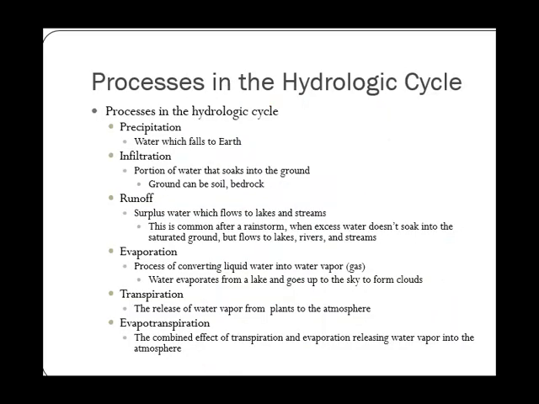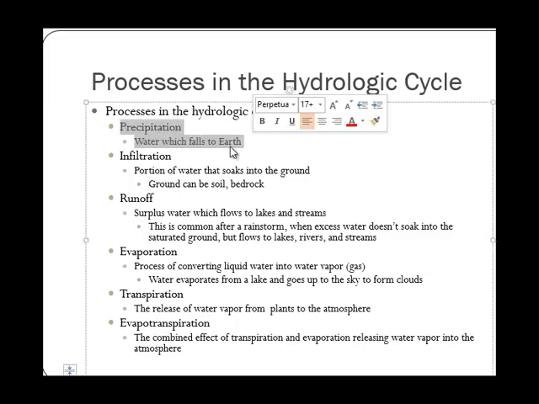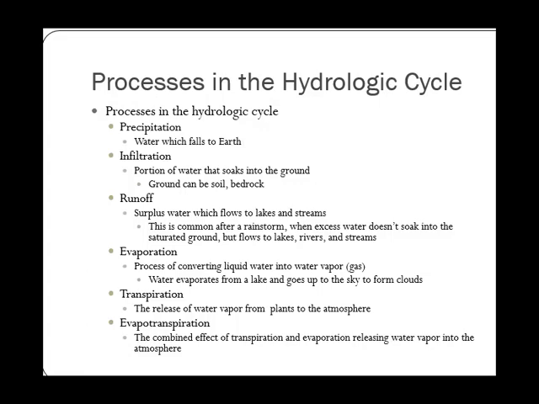But now let's look at it in a little bit more depth. We will look at the different processes. Precipitation is when water falls to the earth. Again, that could be in the form of rain, snow, sleet, hail, whatever. Infiltration is when the water soaks into the ground. When it rains, unless you're talking about hard pavement, the water will seep into the ground. If it's grass, the grass becomes muddy because the water seeps into the ground.